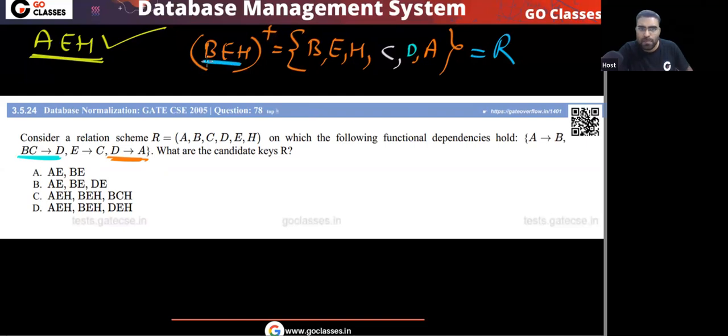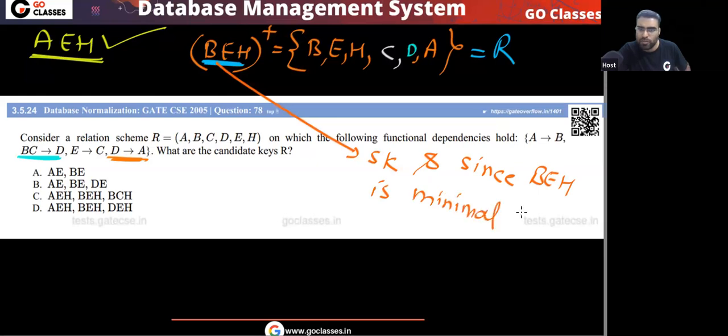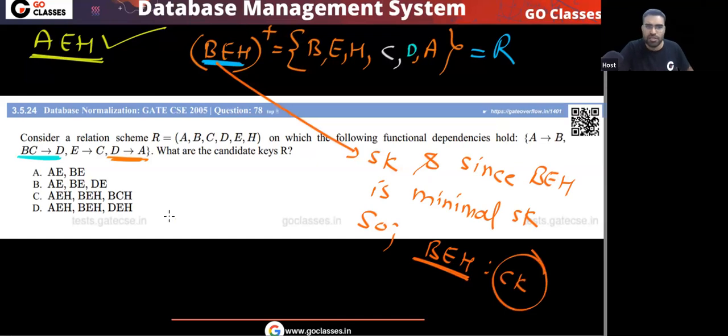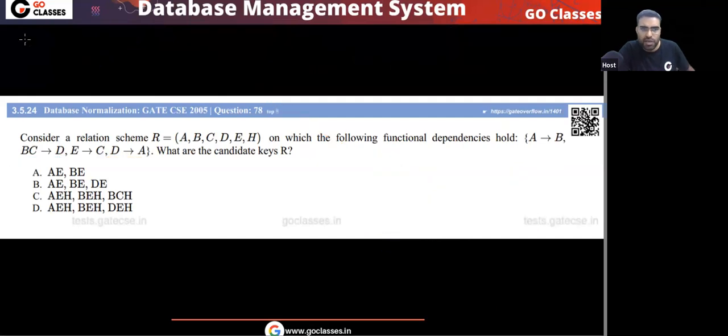So this is a super key. Correct? And since this BEH is minimal, it is a minimal super key. So this BEH is a candidate key. Yes or no? So you got another candidate key. What else do we have to check? So AEH we got, this is a candidate key. BEH we got, this is a candidate key.